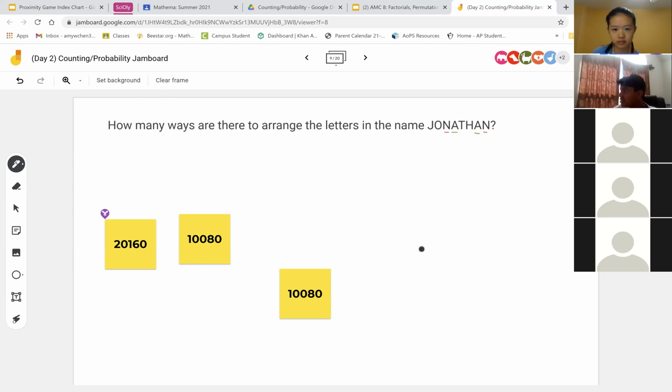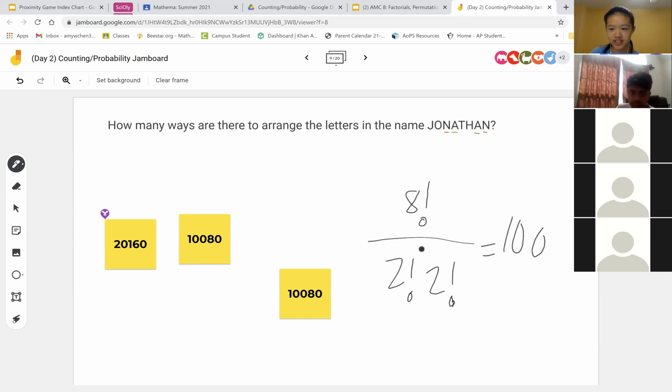I think I messed up in my answer, but because Jonathan has 8 letters, we do 8 factorial, and then there's 2 n's, so we divide by 2 factorial, and then we divide by 2 factorial again because there's 2 a's. That would be 10,080. Exactly right. You didn't mess up. Nice job.